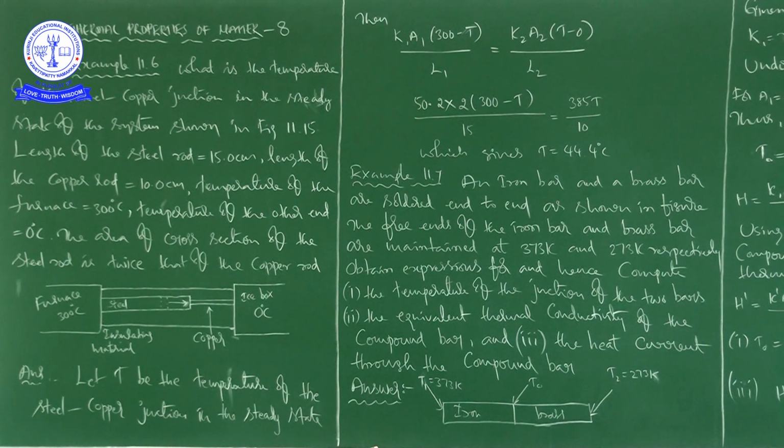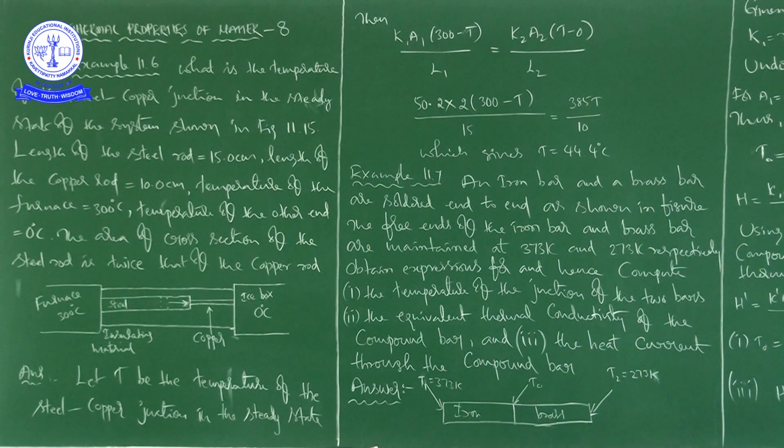Now we are going to substitute the values because K1 is the thermal conductivity of steel. That is given. Constant values are always given, no? So here also they have given, K1 is 50.2 into 2. He mentioned here, see, the area of cross section of the steel rod is twice that of the copper rod. That's why here he kept 2. Here it is A1 and it is A2. So it is for steel; steel is twice that of this, no?